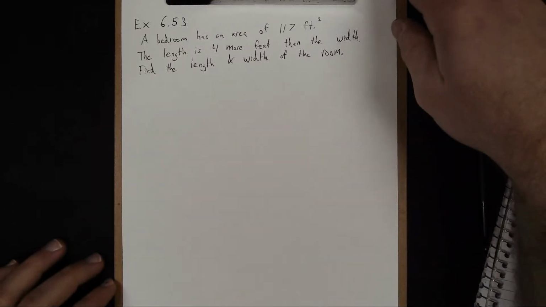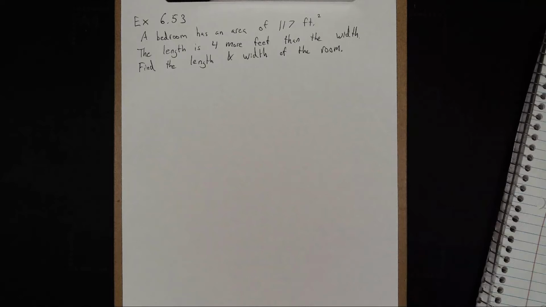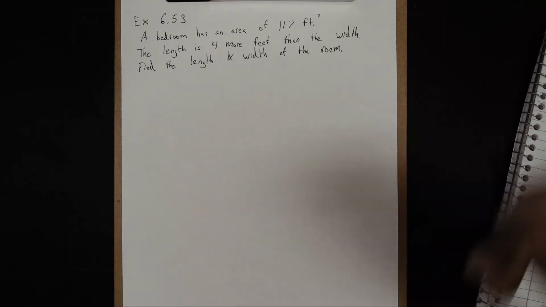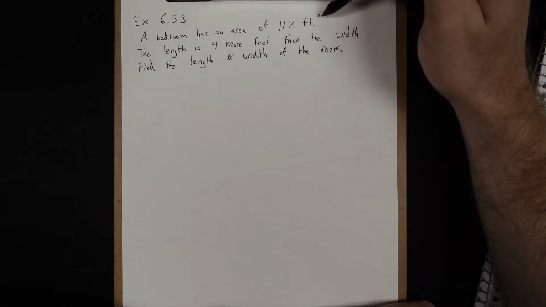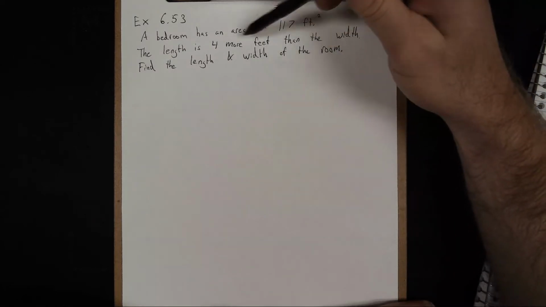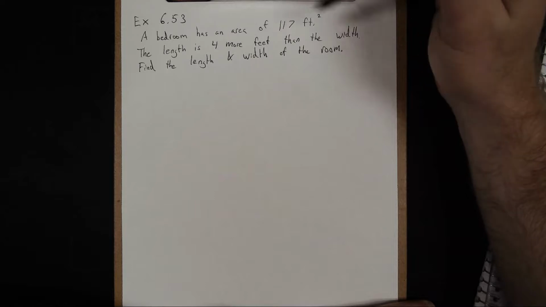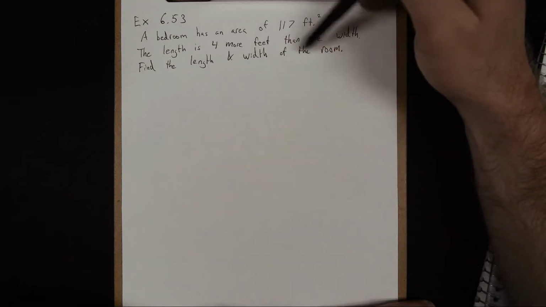Okay, here we go. Example 653. So, a bedroom has an area of 117 feet squared. The length is 4 more feet than the width. We need to find the length and width of the room.